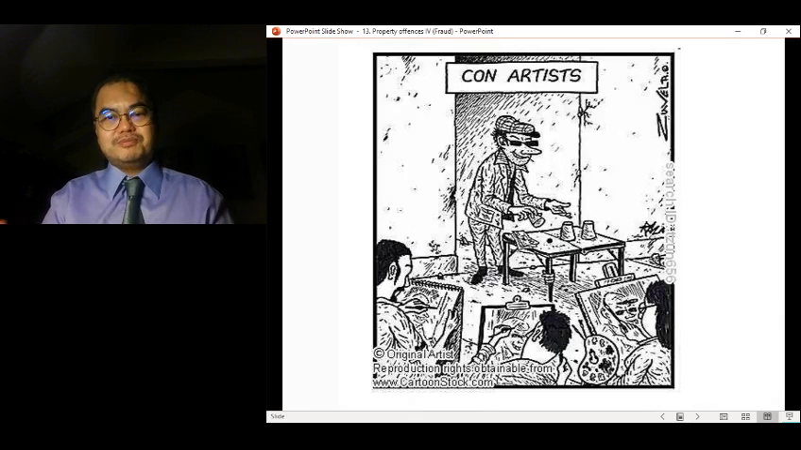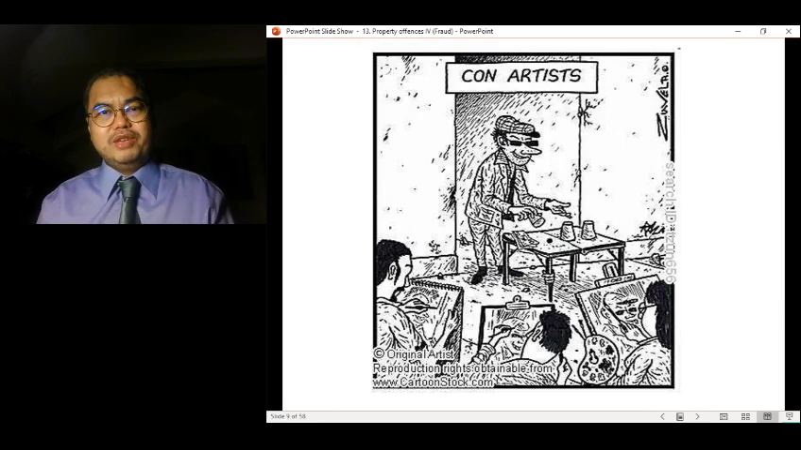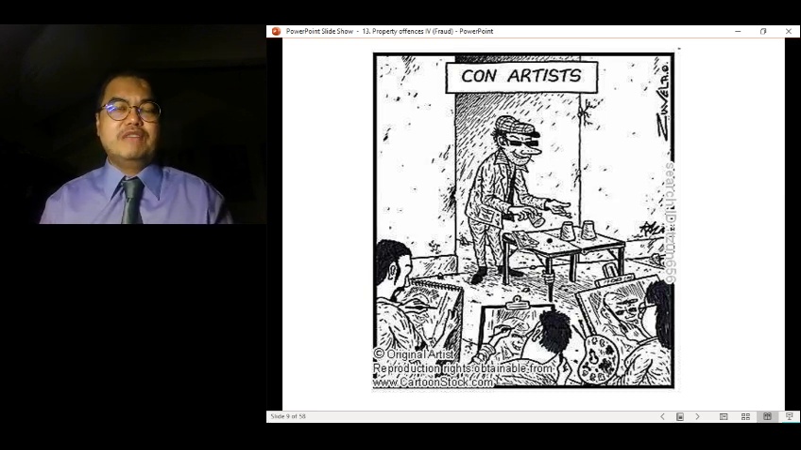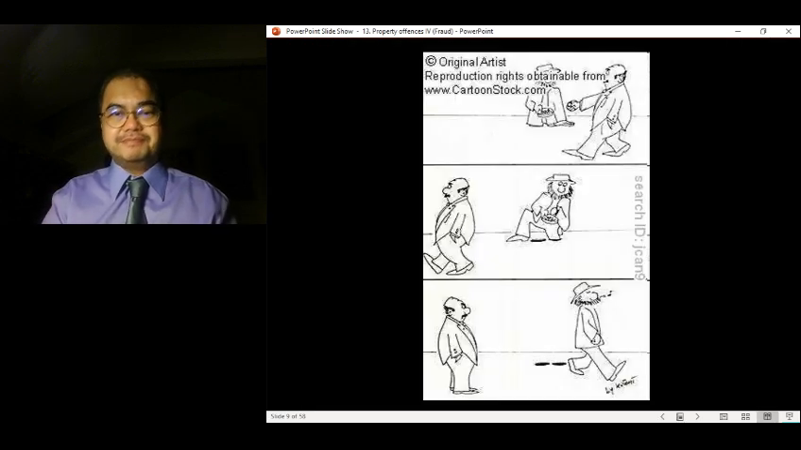Now we are moving on to this area of fraud, where we are dealing with people who cheat another person, or we call them con artists. We call them con artists. Look at this comic.